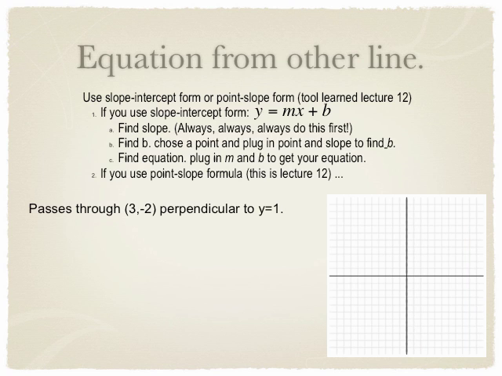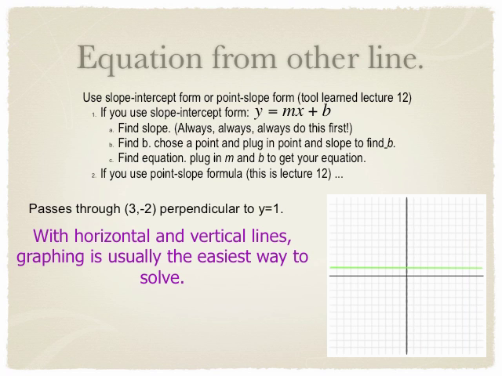So if it's perpendicular to y = 1, let's put y = 1 on the graph. There it is. That green line is y = 1. Now it passes through the point (3, -2), over 3, down 2. Okay, it's perpendicular to y = 1. Well, that means it has to be this red line. What is the equation of that red line? I know that it's x equals a number. What does x equal there? x = 3.